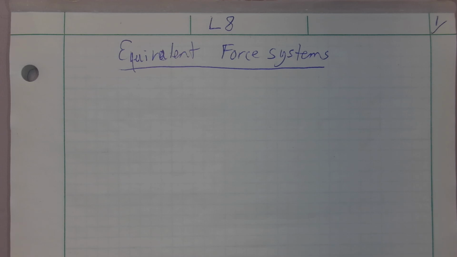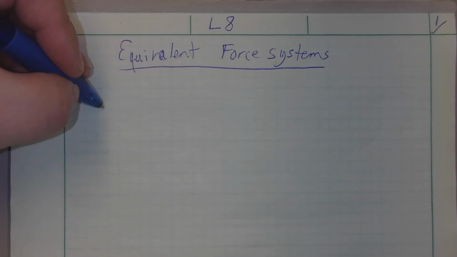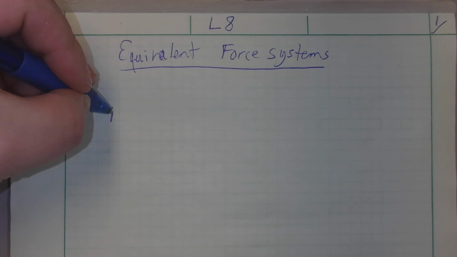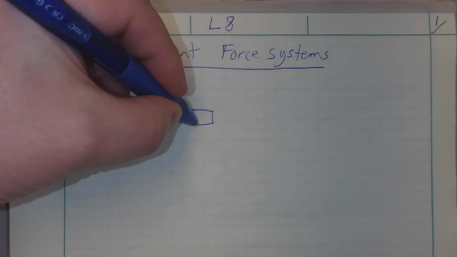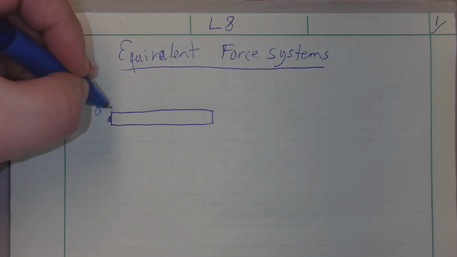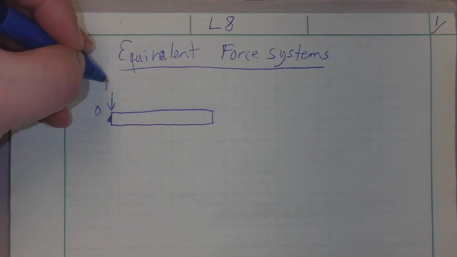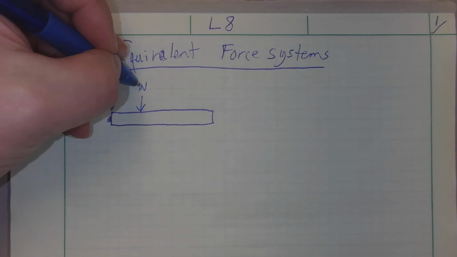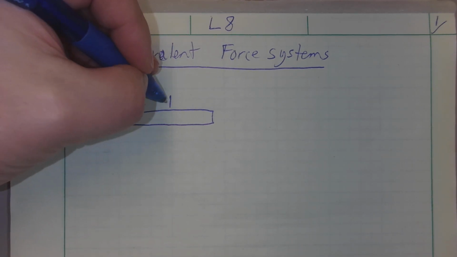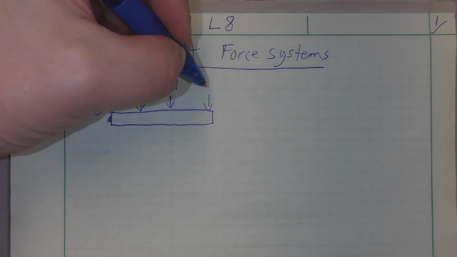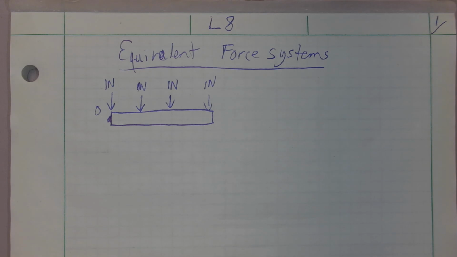Alright, welcome back. We want to continue on talking about equivalent force systems. I want to add one little thing to what we've already talked about. So we've talked about this idea that if I've got this structure, some kind of a beam here, and we'll say I've got point O over here, and let's say I've got 1 Newton, and then another meter over I've got another Newton, and then 1 more meter over I've got 1 more Newton, and then out here at the very end, 1 more meter, I've got 1 Newton.